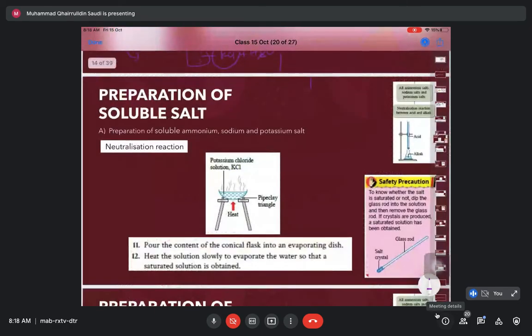So after we have the potassium chloride and water in the conical flask, we pour the content into an evaporating dish. This is the evaporating dish. When we use an evaporating dish, we use a pipe clay triangle. We don't use a wire gauze, okay? Pipe clay triangle. We set up this setup.